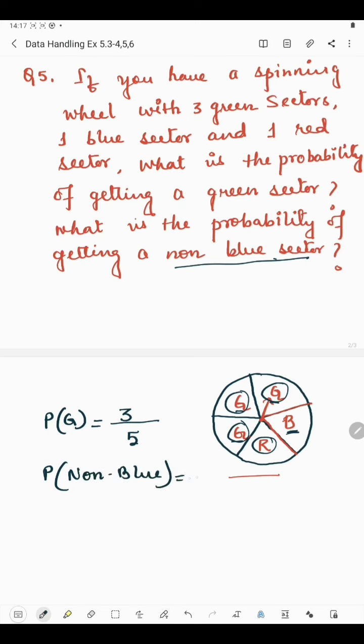So what is the probability of a non-blue sector? Here the total number of sectors is 5. Now excluding the blue sector, how many other sectors are there? Excluding the blue sector, we will have to consider the non-blue sectors. Here in all 4 sectors G and R are mentioned, so we will take all excluding blue, because all come under non-blue sectors. So here non-blue sectors are 1, 2, 3, 4. So the probability of getting a non-blue sector will be 4 by 5. 4 will be the favorable outcome and 5 is the total possible outcome.